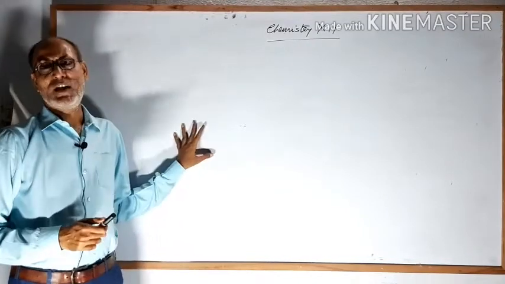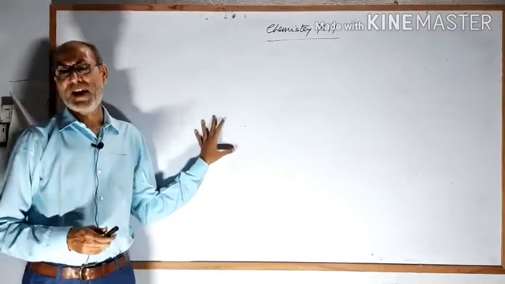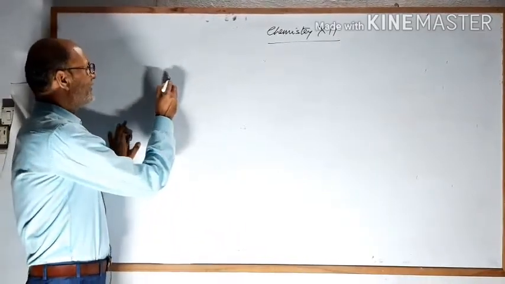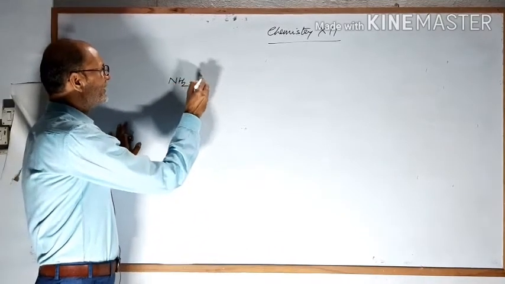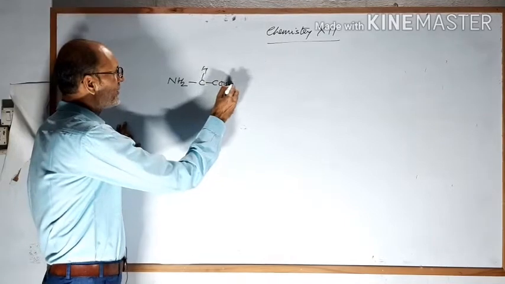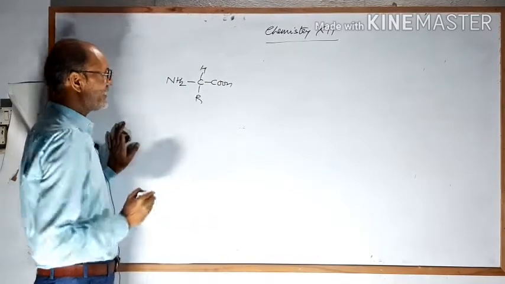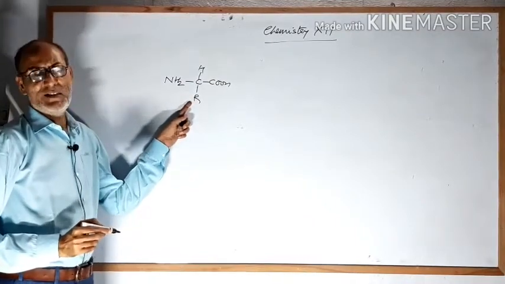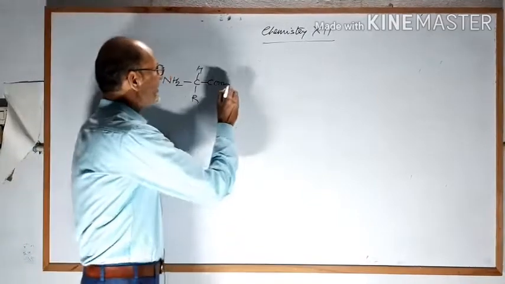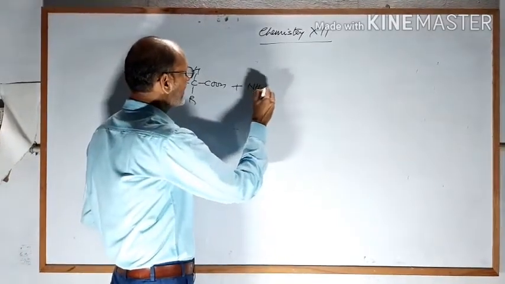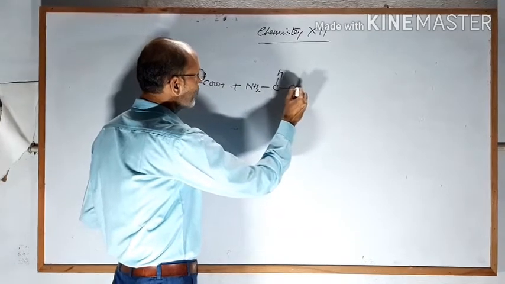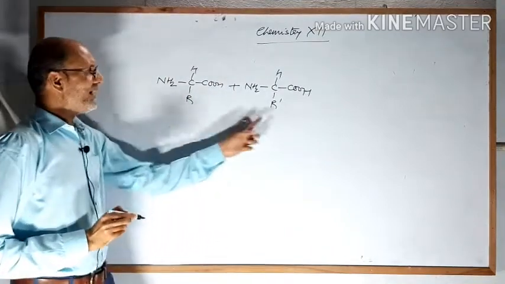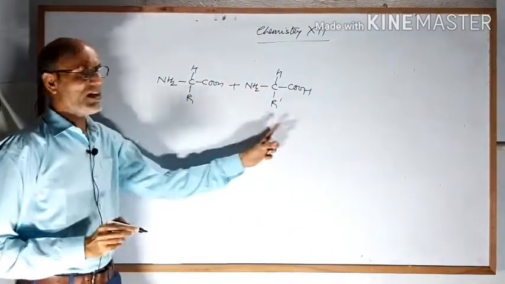Now student, we are going to the peptide linkage and peptide. What is peptide or what is peptide linkage? As you know, this is amino acid: NH2, single bond C, single bond H, single bond COOH, and one group can be attached here. We are taking R here. It can be changed. It is not methyl or ethyl, it is a group. Another amino acid I am taking here, NH2 single bond C single bond H single bond COOH, and another group R dash. These are two different groups. That means these are two different amino acids.